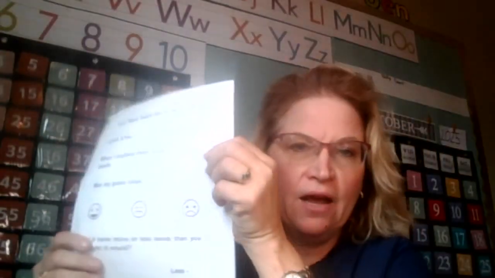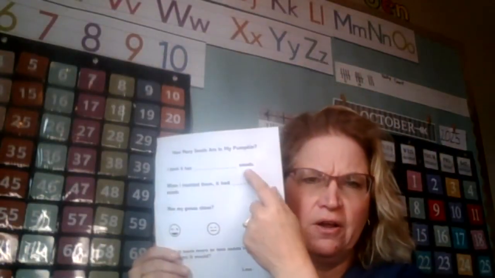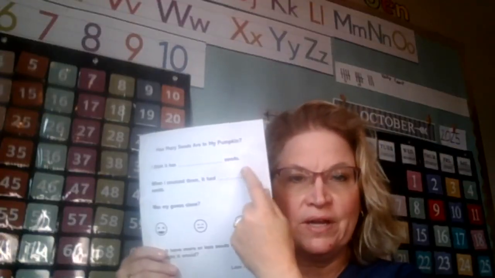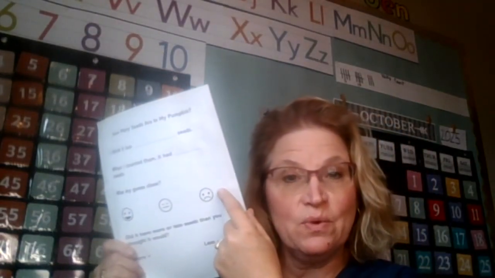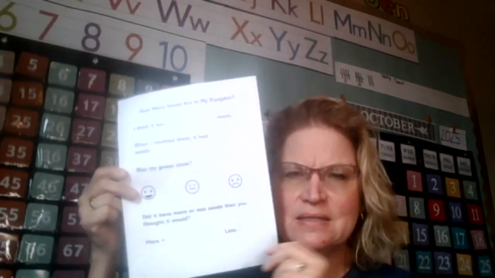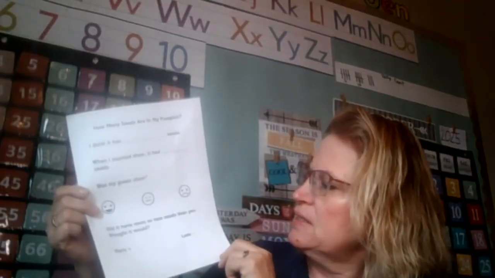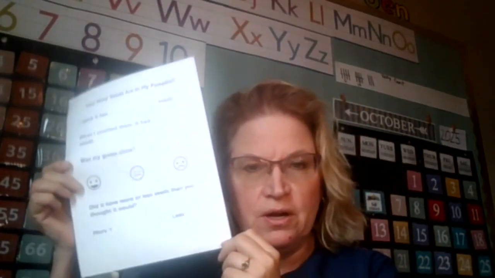And then after they count them, sorry for the glare, they're going to put their actual answer here. And then it says, was my guess close? And they're going to evaluate their own answer and see whether it was close using that circle, that faces. And then at the bottom, it's going to say, did it have more or less seeds than you thought it would? And then more and less are the answers. But for kindergarten, we're going to do this part all together.